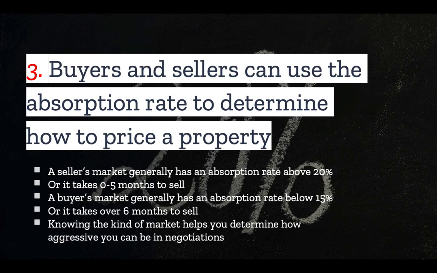So using the absorption rate to know the kind of market you're in helps you determine how aggressive you can be in negotiations. For example, if you are buying property in a seller's market, you know you won't have much wiggle room on the price. However, if you are buying property in a buyer's market, you may be able to be more aggressive in trying to negotiate down the asking price.